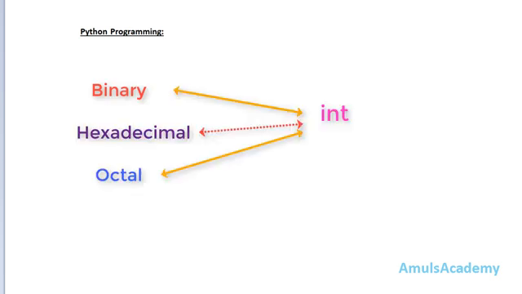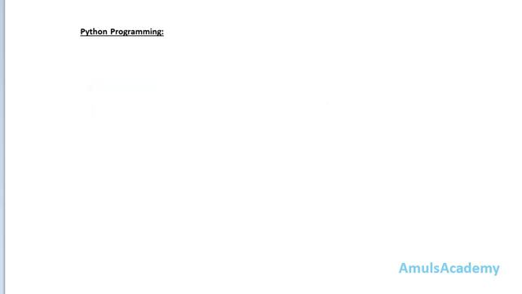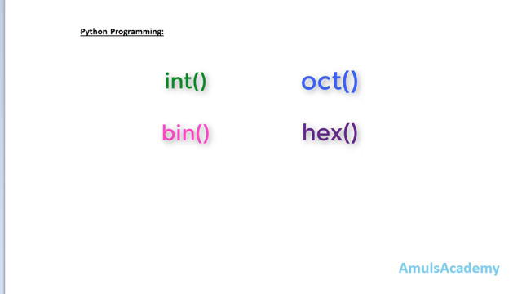Today in this tutorial we are discussing how we can convert numbers from one form to another. That is, how we can convert binary, hexadecimal, and octal numbers to integer form, as well as integer numbers to binary, hexa and octal form. To do this we'll use built-in functions. Today we'll discuss the int function, bin function, oct function, and hex function.